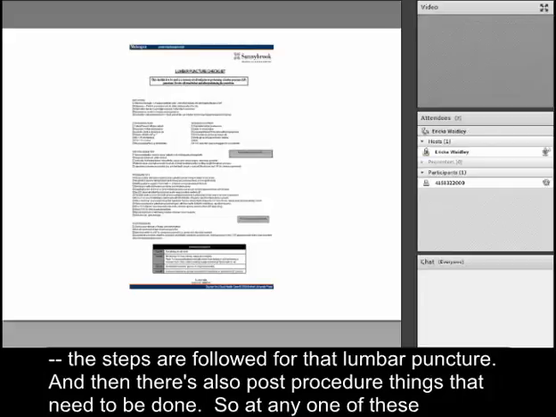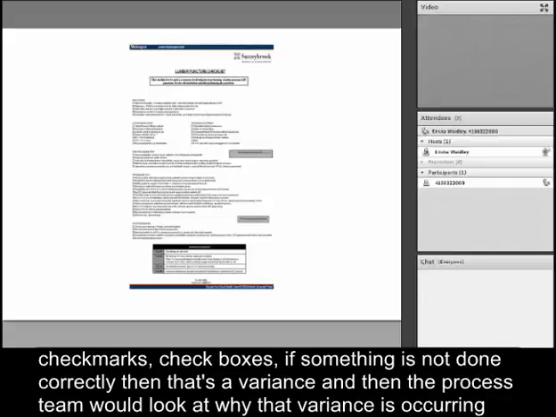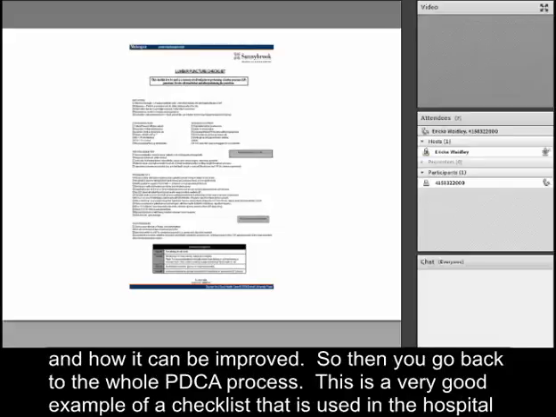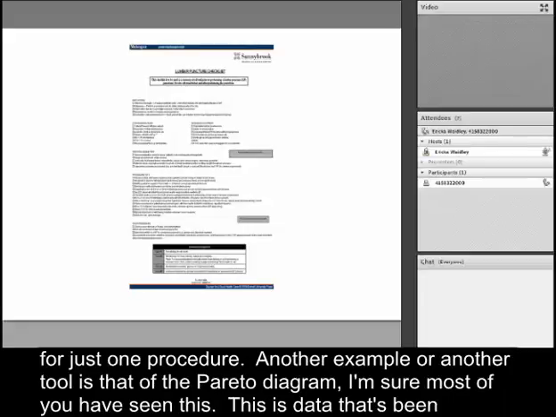So at any one of these check marks, check boxes, if something is not done correctly, then that's a variance, and then the process team would look at why that variance is occurring and how it can be improved. So then you go back to the whole PDCA process. This is a very good example of a checklist that is used in the hospital for just one procedure.